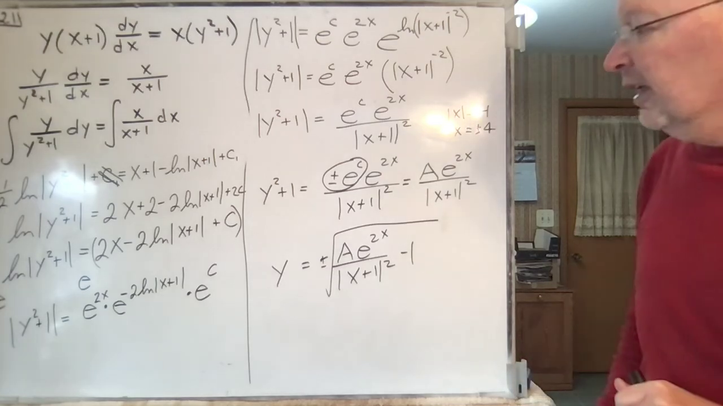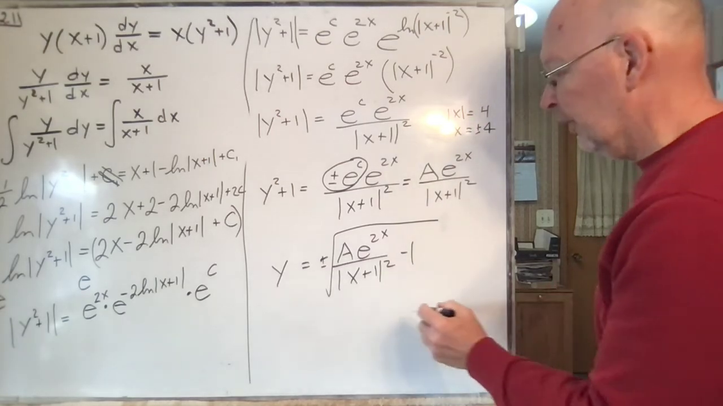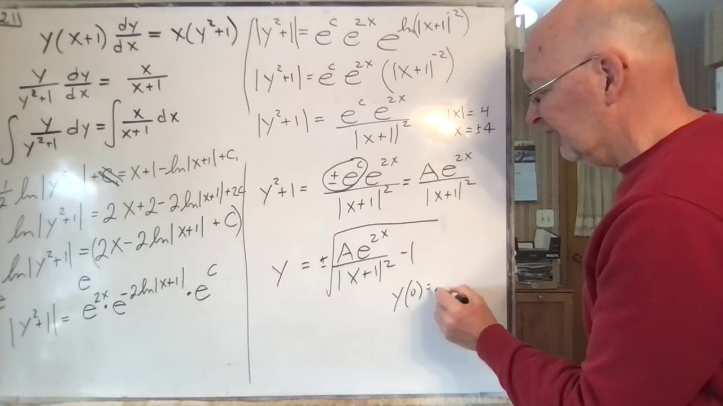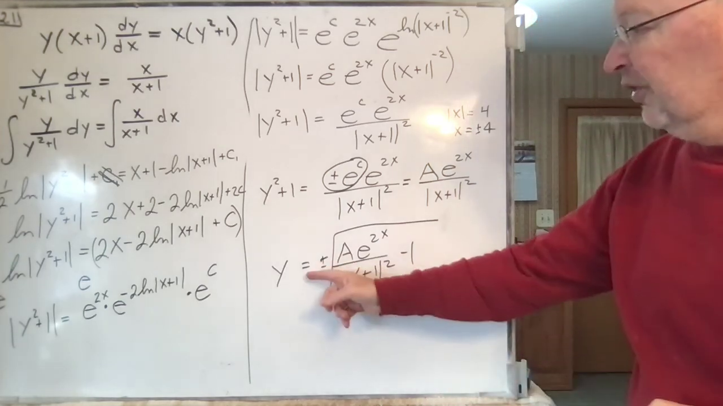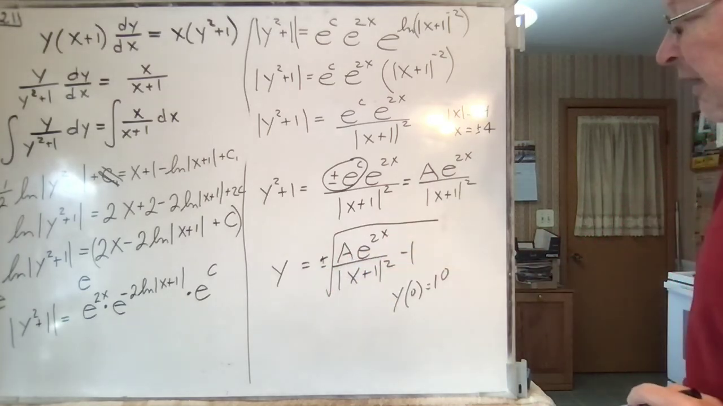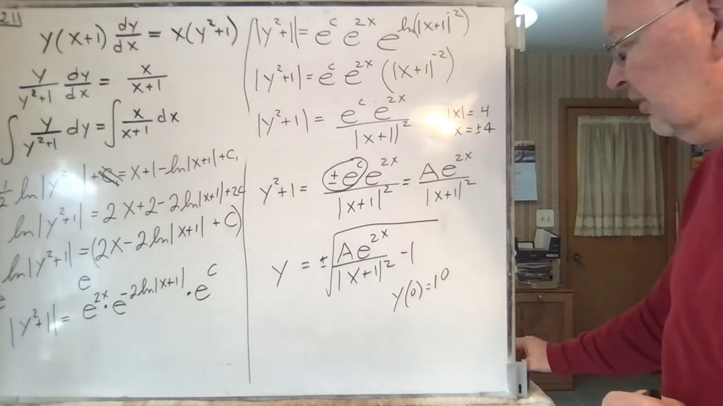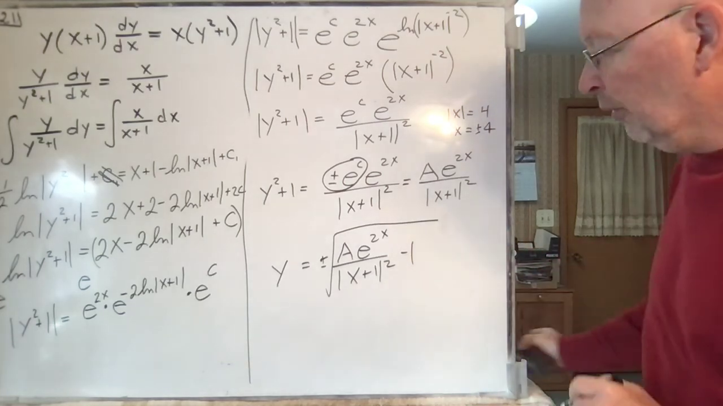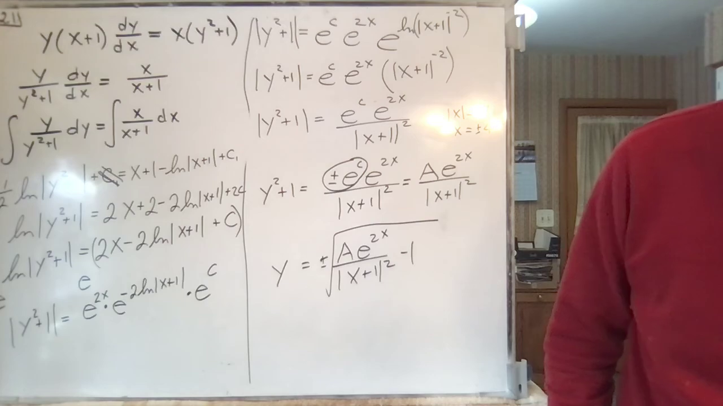And then if we had some sort of initial condition, if we were told that y of 0 is equal to 10, then we could put a 0 in here for x, and we'd figure out what a would have to be in order to give us the right value. No, I won't do anything more than what I ask in here.